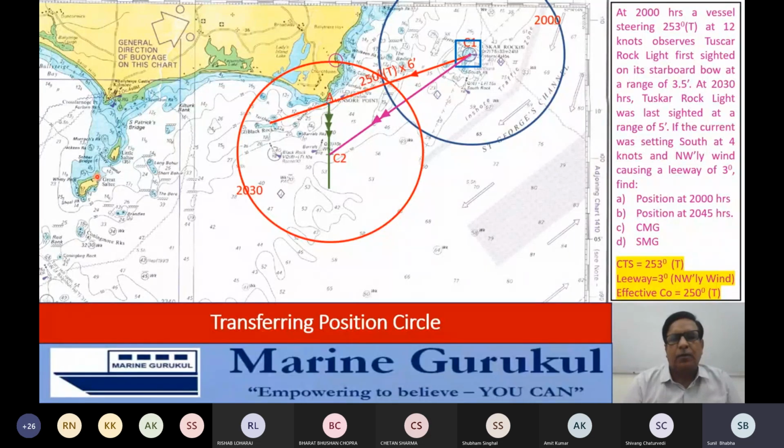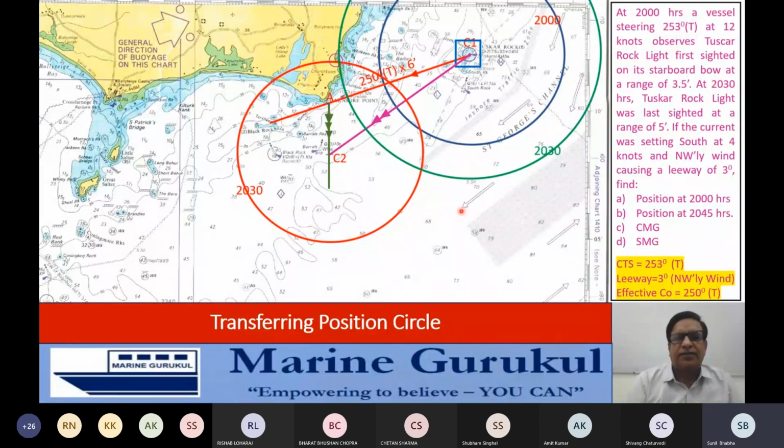At 2030, we have another position circle which can be drawn with Tusker Rock Light as the center and the last sighting range of 5 miles as radius. So we draw that position circle. The green position circle is the 2030 position circle obtained by using the last sighting observation of the Tusker Rock. So this green position circle is for 2030. The red position circle is transferred from 2000. Now they intersect at this point out here, and they also intersect at this point. Now these two could be the possible positions of the vessel at 2030 hours.